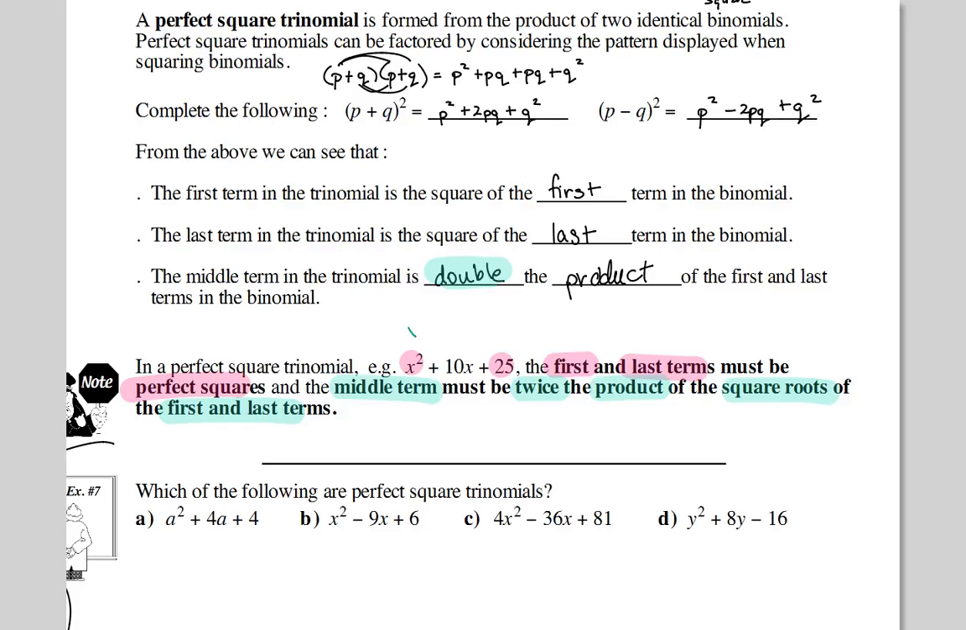What's the square root of x squared? X. What's the square root of 25? 5. Multiply those together, you get 5x, and then you double it, and it becomes 10x. And the reason it doubles is because it happens twice. It shows up twice.